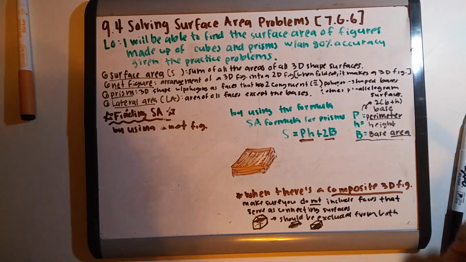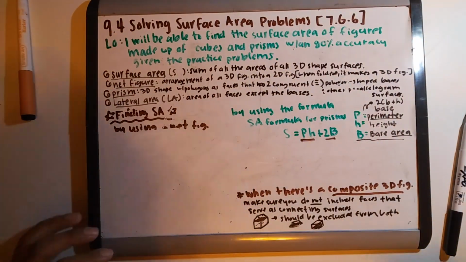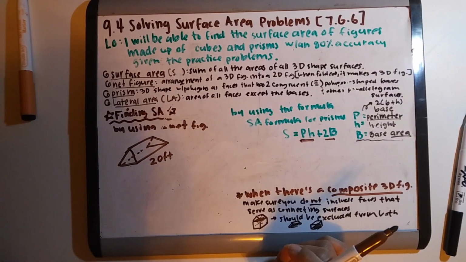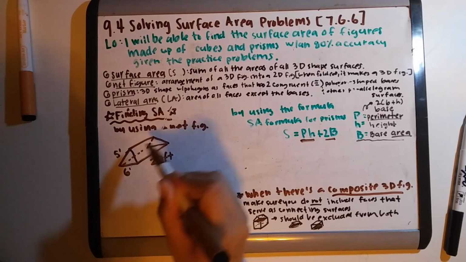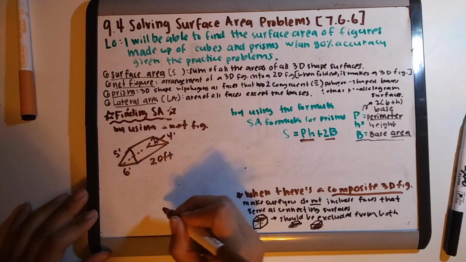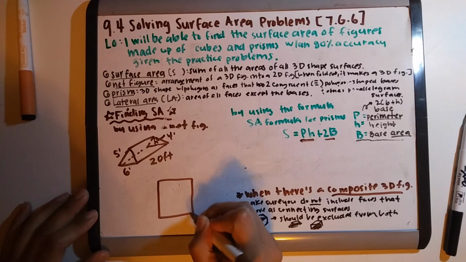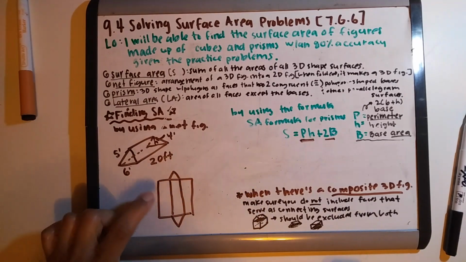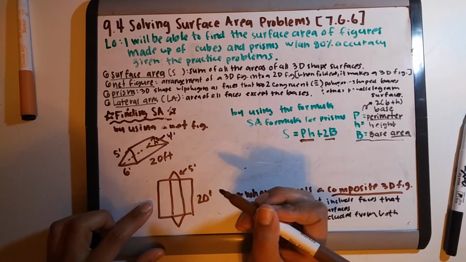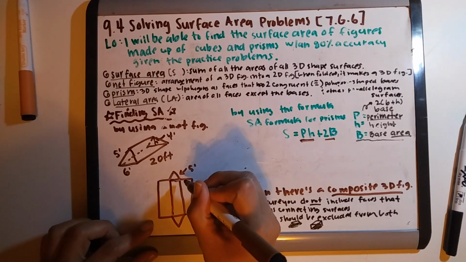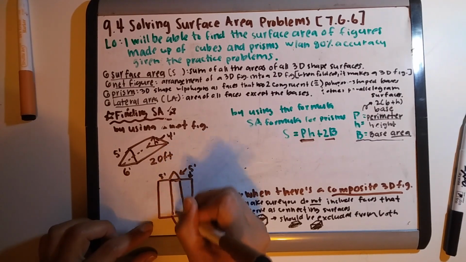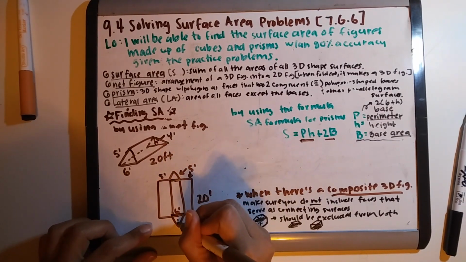Okay, now let me do one with a triangular prism. Let me do it using the net, and then I'll do it with the formula. So if I open it up, I'm going to have something that looks like so. Okay, so that's going to be the net. This is 20. This right here is 5 feet. This right here is 6 feet. That means that this is going to be 5 as well, and then this right here is 6 feet, and then my height is 4.